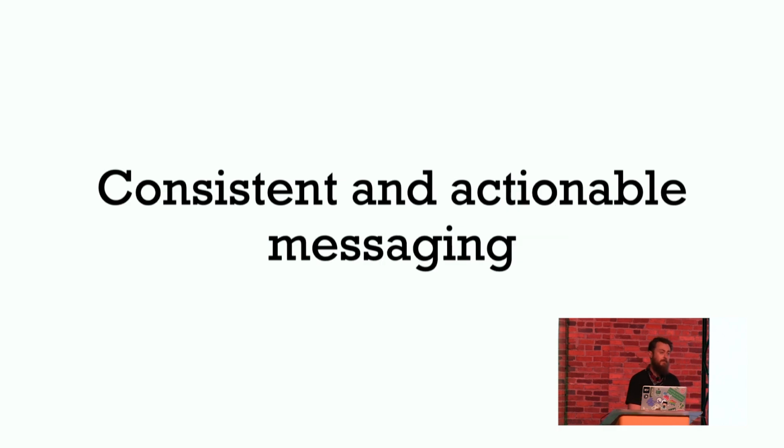Consistent and actionable messaging. Again, if you've got validation in two places, we want to make sure that the error message is the same if you hit it on the front end or the back end. And we want to make sure that message is actionable. That means that it tells you what is wrong so you know how to deal with it. It's not just "an error occurred."